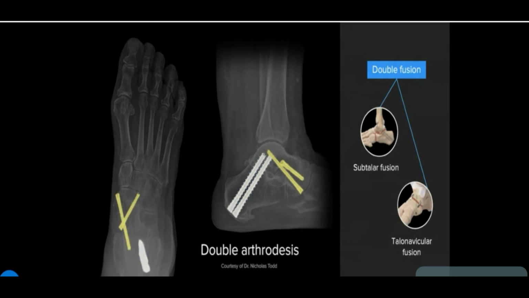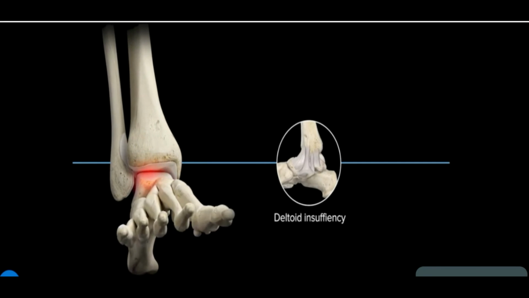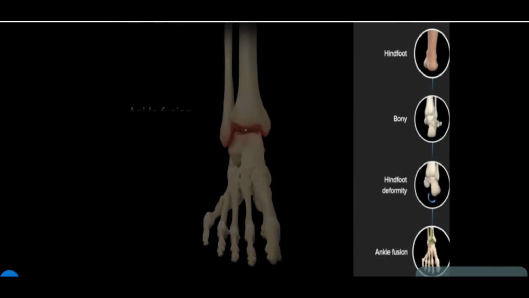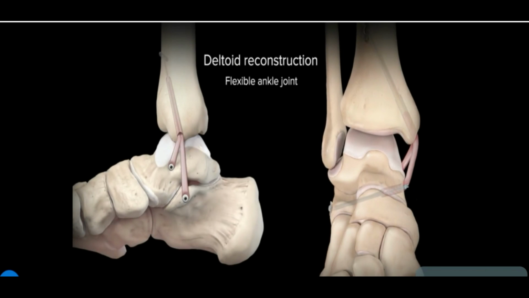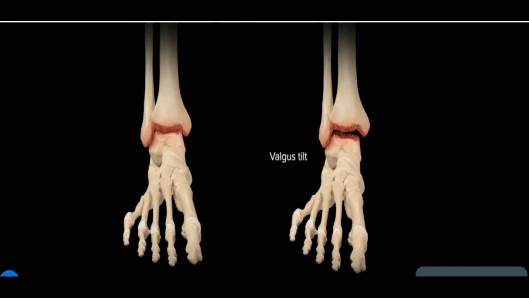Stage 4 flat foot deformity is characterized by deltoid ligament failure and involvement of the ankle joint. Some patients have tibio-talar involvement with a flexible flat foot where previously described procedures can be performed, and the ankle treated by reconstruction of the deltoid. Patients with long-standing rigid flat foot deformity may develop ankle arthritis with valgus tilt and deltoid ligament incompetence.